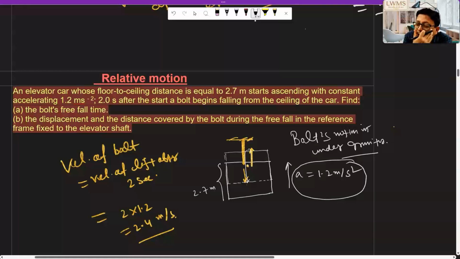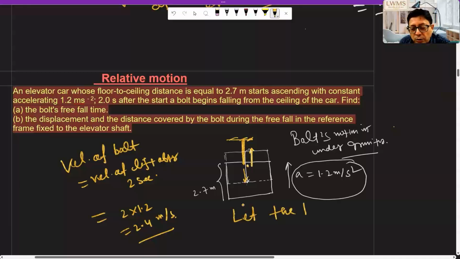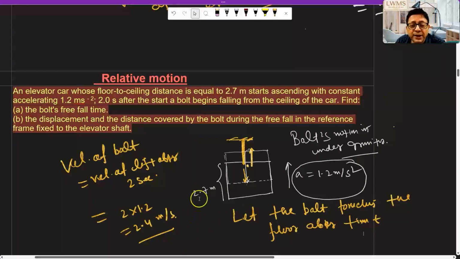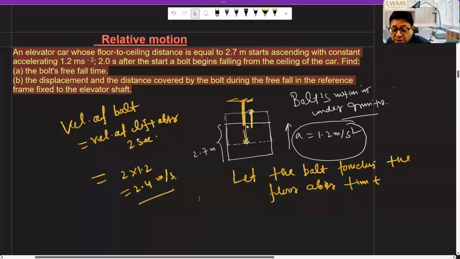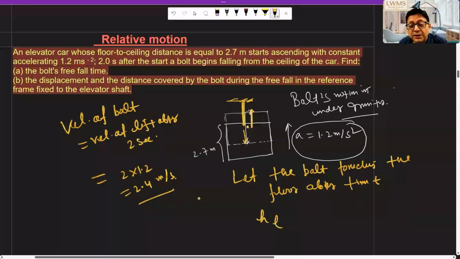So the lift will travel some distance, and the bolt also will travel some distance. Let the bolt touch the floor after time t. If it touches the floor of the lift after time t, then the distance traveled by the lift will be what? At, 1.2 t, because it has no initial velocity.